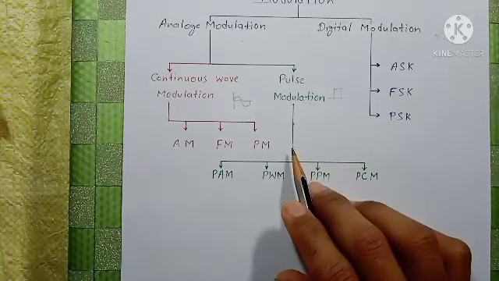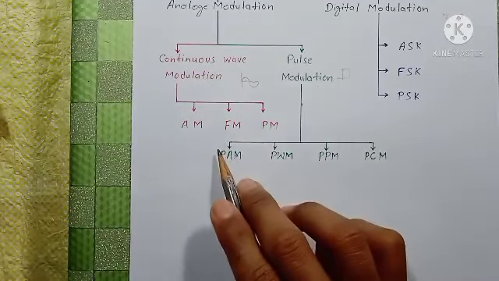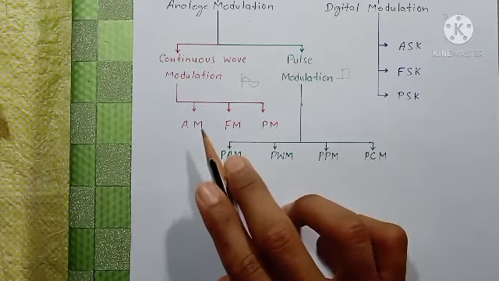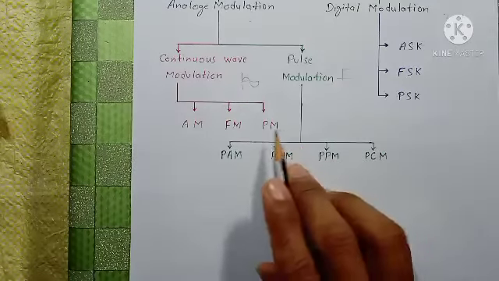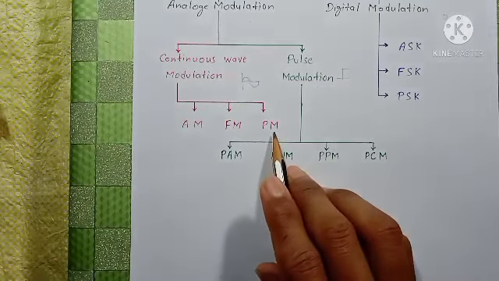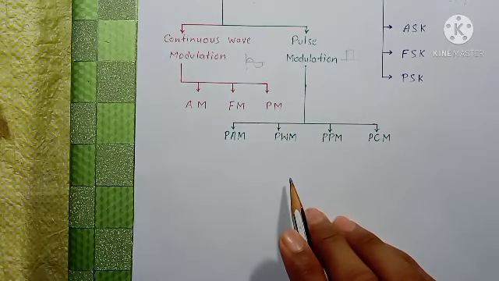First of all, let us see the different types of continuous wave modulation. Mainly there are three types of modulation: amplitude modulation AM, frequency modulation FM, and phase modulation PM. In case of the amplitude modulation, the amplitude of the carrier wave is changed according to the message signal.